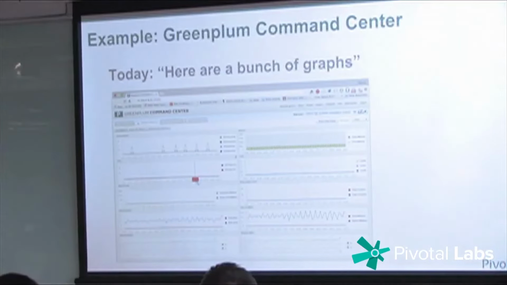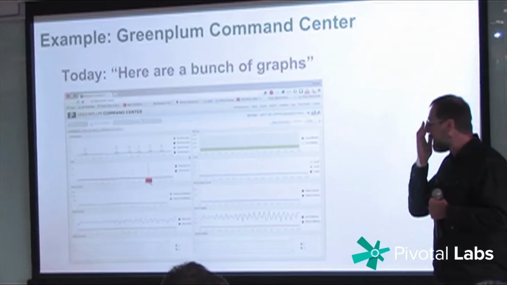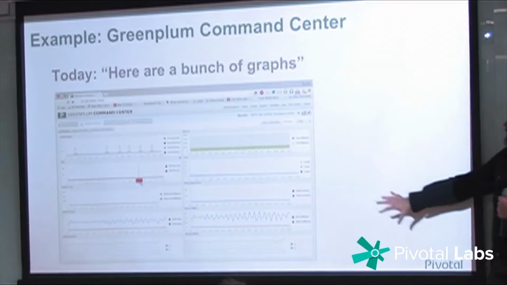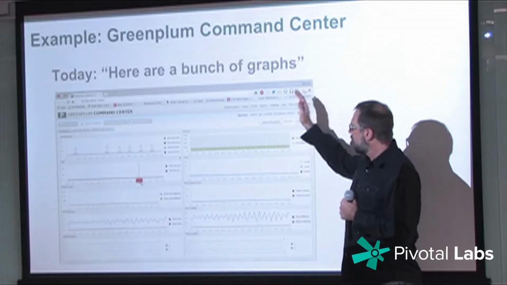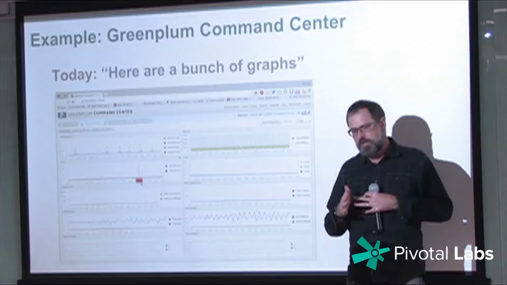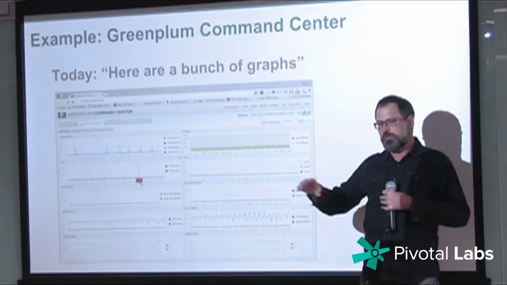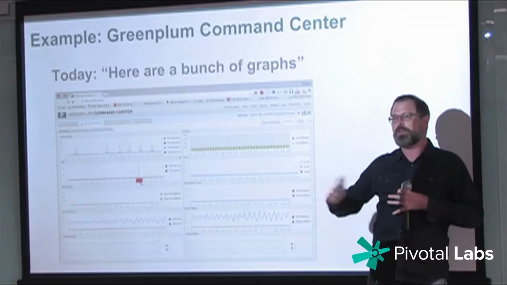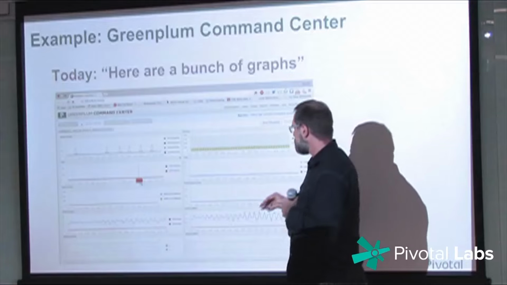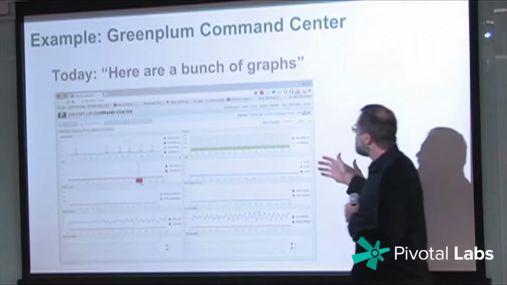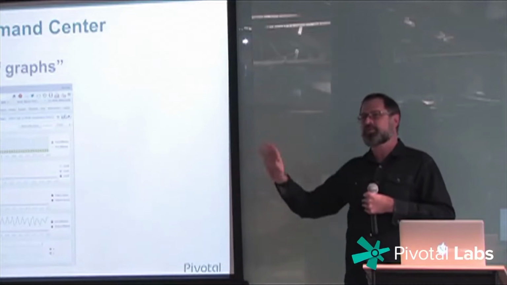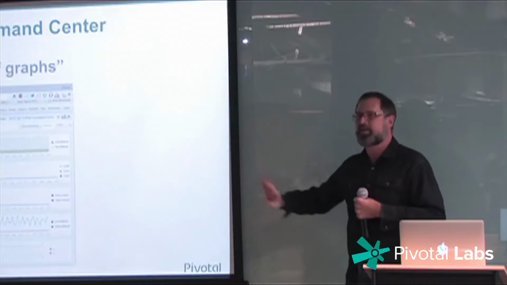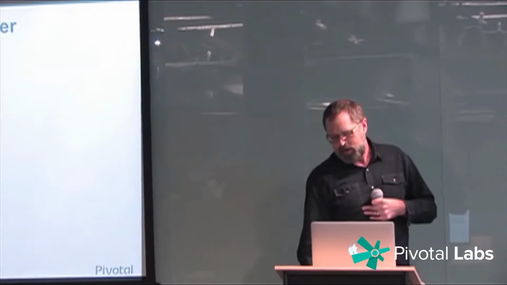The other example is the GUI work that we're doing right now with Greenplum Command Center. This is the current legacy implementation of all the metrics that are running across dozens of machines on several racks in someone's data center. And essentially what we're saying here is, here's a bunch of graphs. If you need to figure something out, good luck. Here's a bunch of graphs. Here's some data for you.